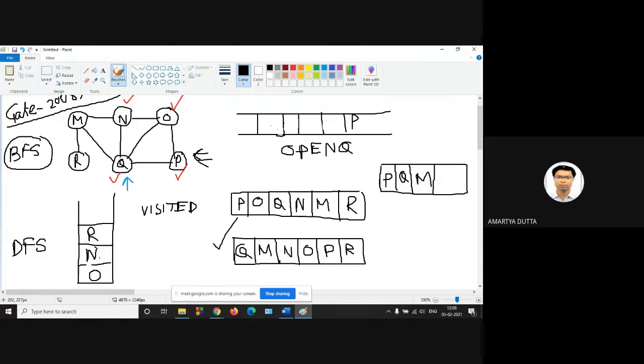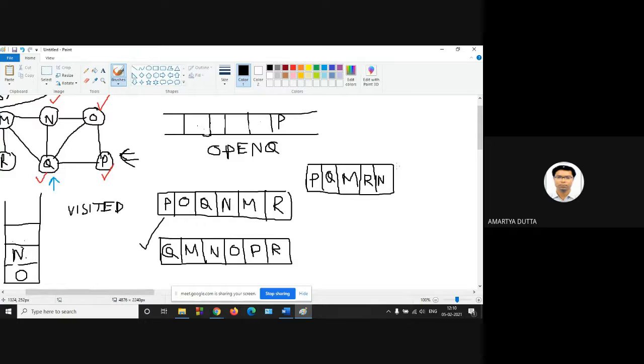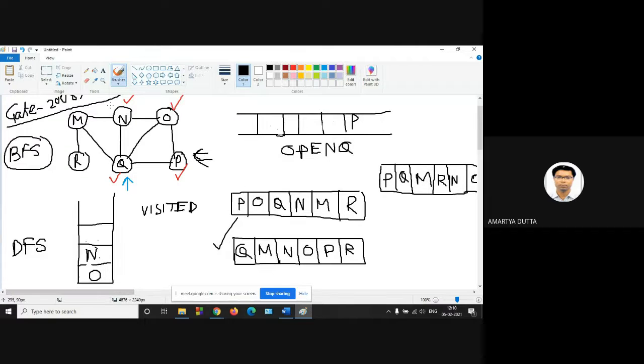Next, R will be popped, and no other vertices there for scanning. So N and next O. So pop this and O.